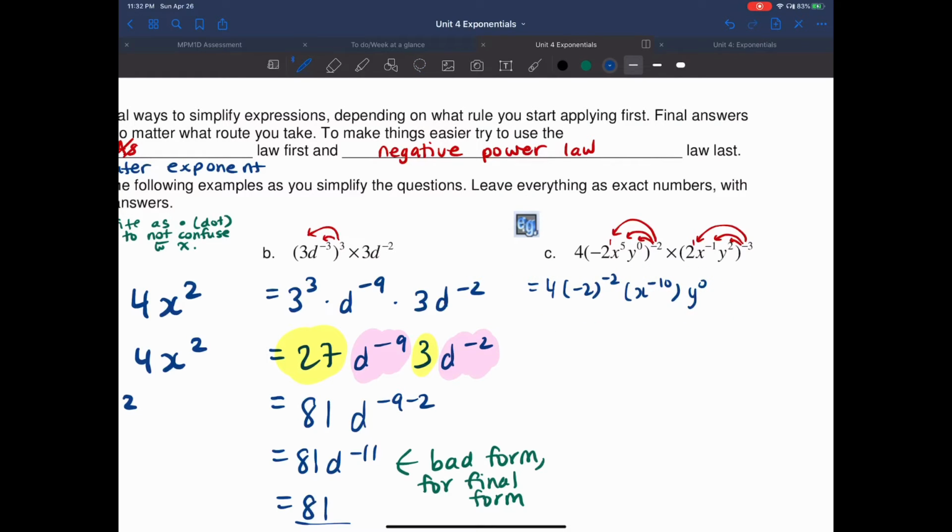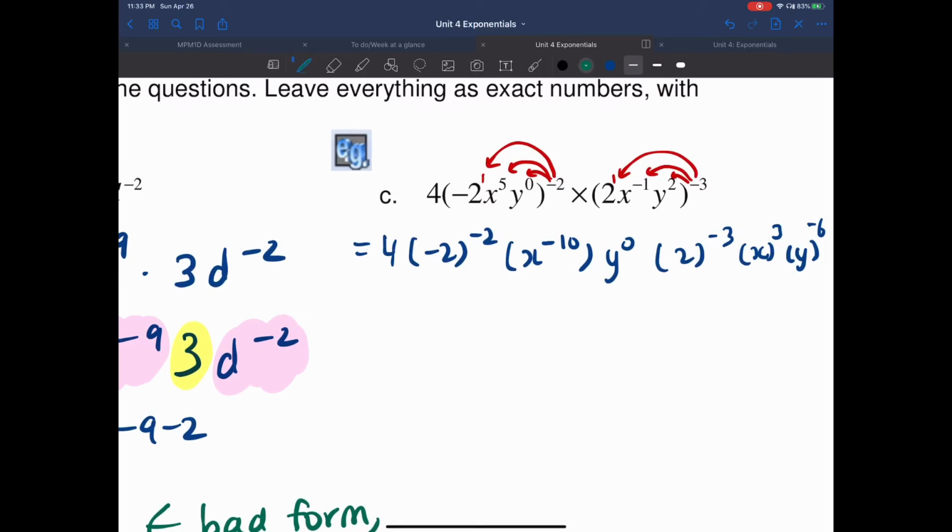So far I have 4 times negative 2 to the exponent negative 2, x to the exponent negative 10, y to the exponent 0, because 0 times anything is 0, 2 to the exponent negative 3, x to the 3, and y to the negative 6. So keep in mind that y to the 0 is equal to 1. I'm just putting a little rough work.